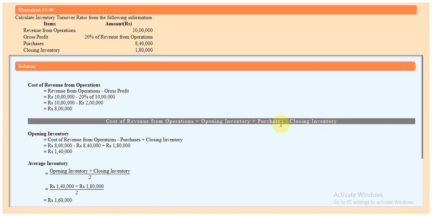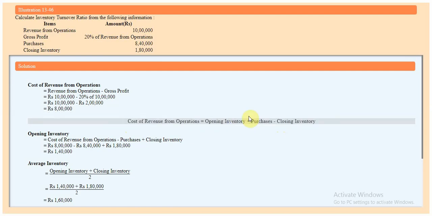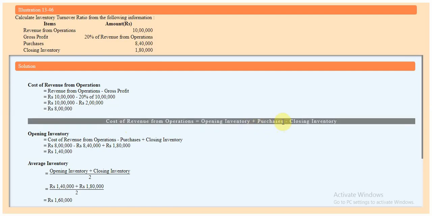If direct expenses are given in the question, then how will the formula be? The formula will be cost of revenue from operations is equal to opening inventory plus purchases plus direct expenses minus closing inventory. This will be the formula. Because there are no direct expenses here, just ignore direct expenses.